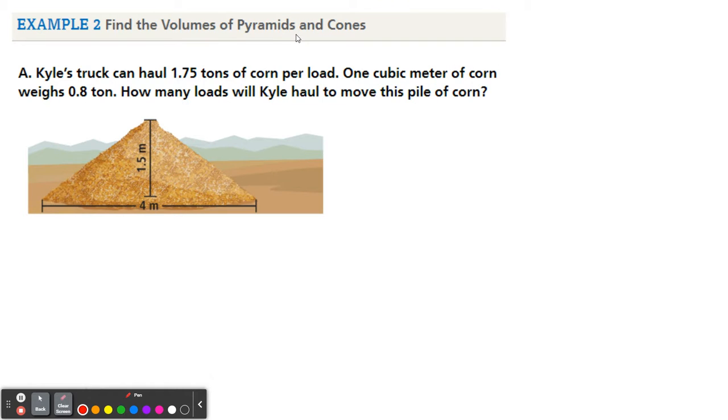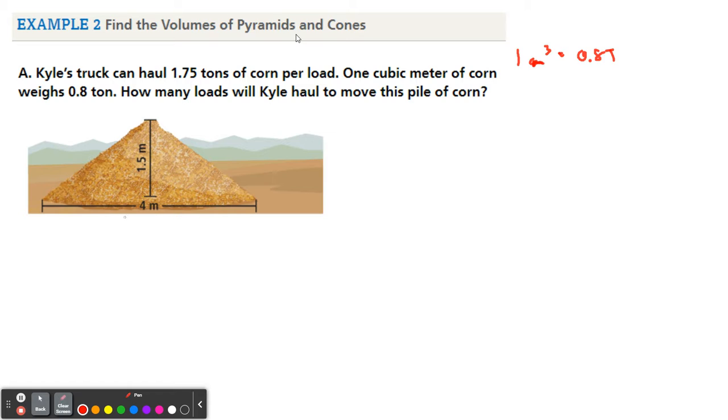Okay, so example 2. It says Kyle's truck can haul 1.75 tons of corn per load. 1 cubic meter of corn weighs 0.8 tons. How many loads will Kyle haul to move this pile of corn? So we're given a conversion factor: 1 meter cubed equals 0.8 tons. So we need to see how many tons this pile of corn is.